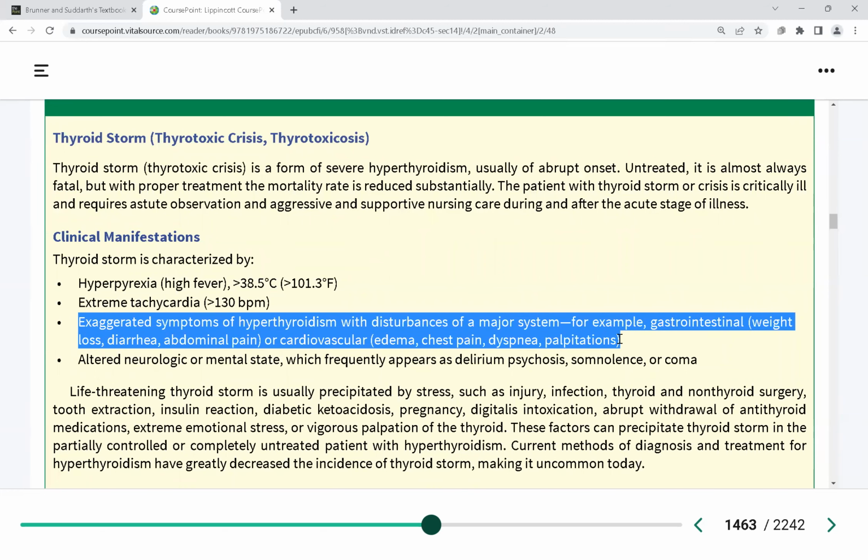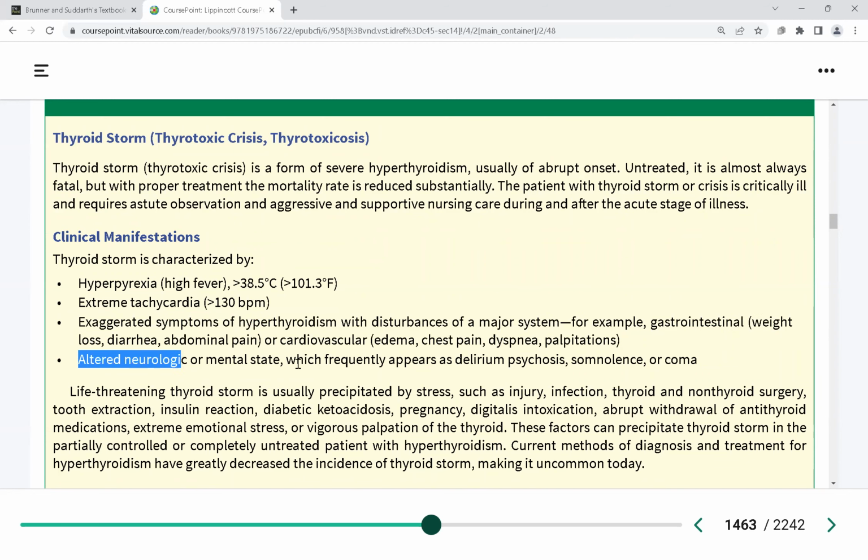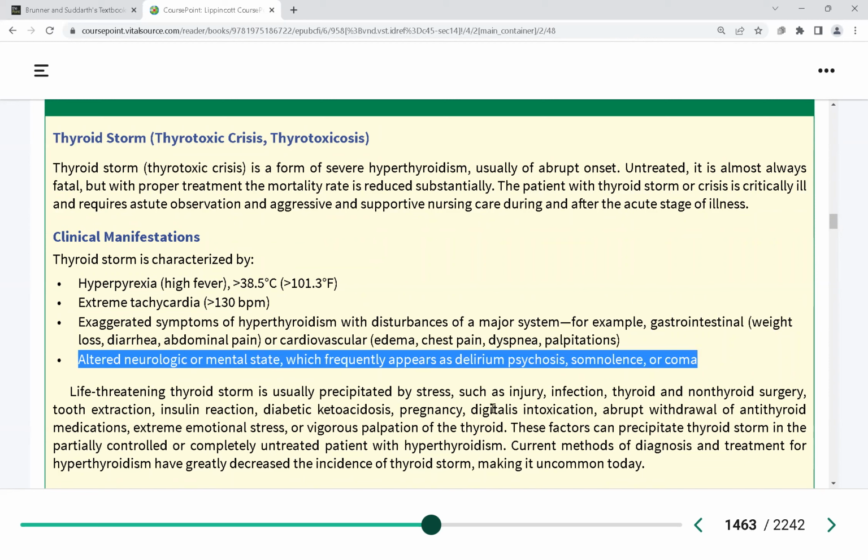Manifestations here. Can you see my screen? Are you looking at my screen? Yes, Professor. Okay. And there's the altered mental state here. They can also go into a coma, similar to hypothyroidism.